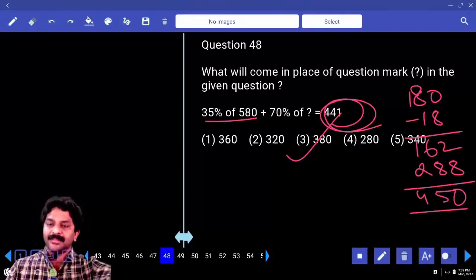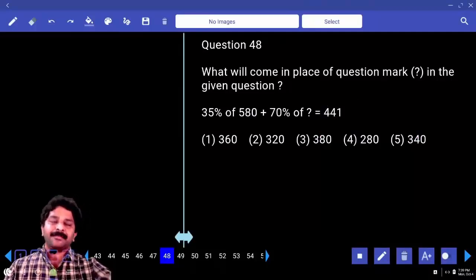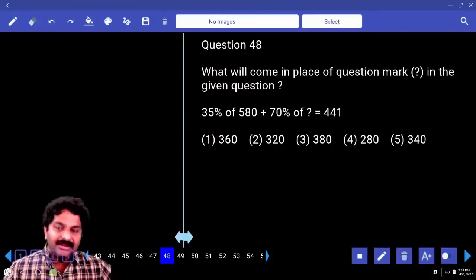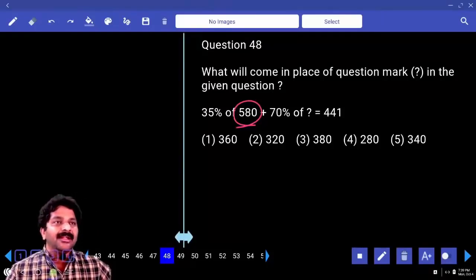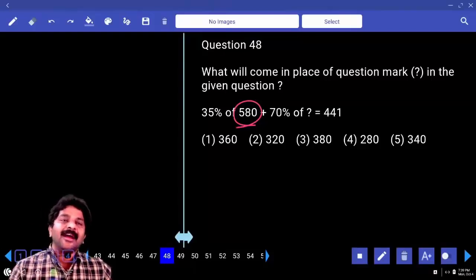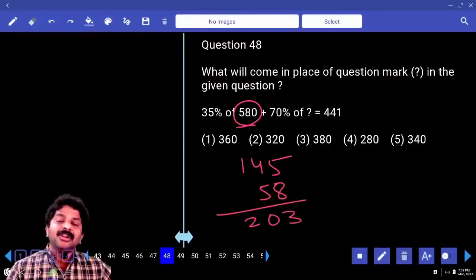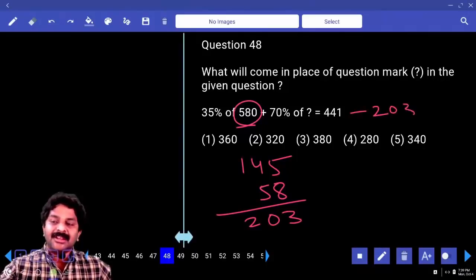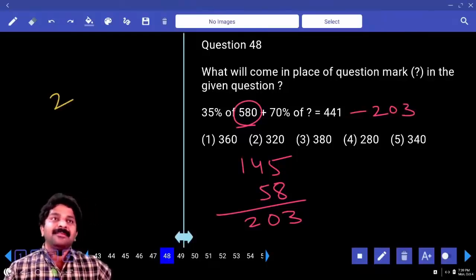Next. 35% of 580. How do you get 35%? 25% plus 10%. What is half of this number? 290. Again half? 145. 10%? 58. Sum of both the numbers? 203. 203 goes to right hand side, becomes minus 203 only. 400 minus 200. 200. 41 minus 3.